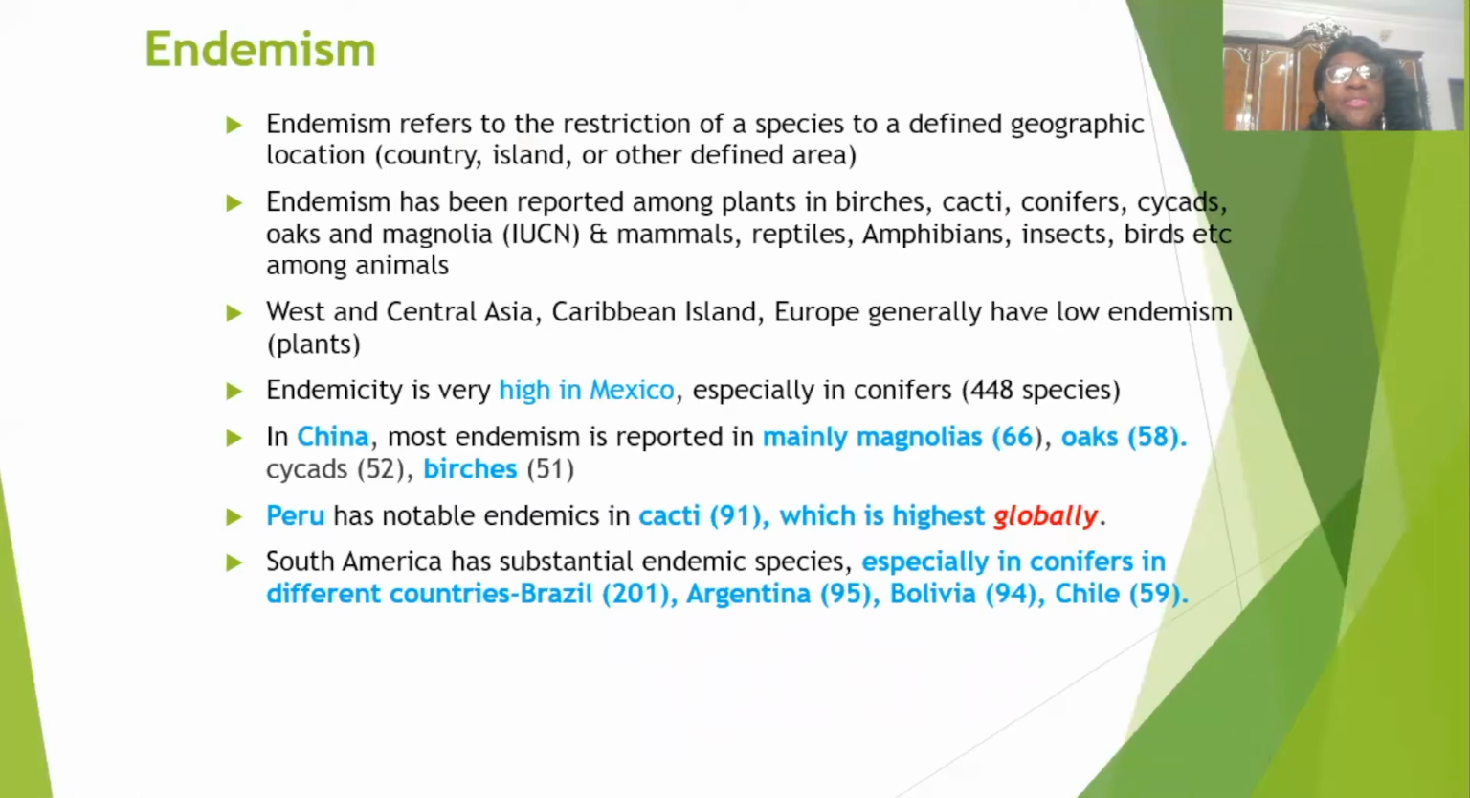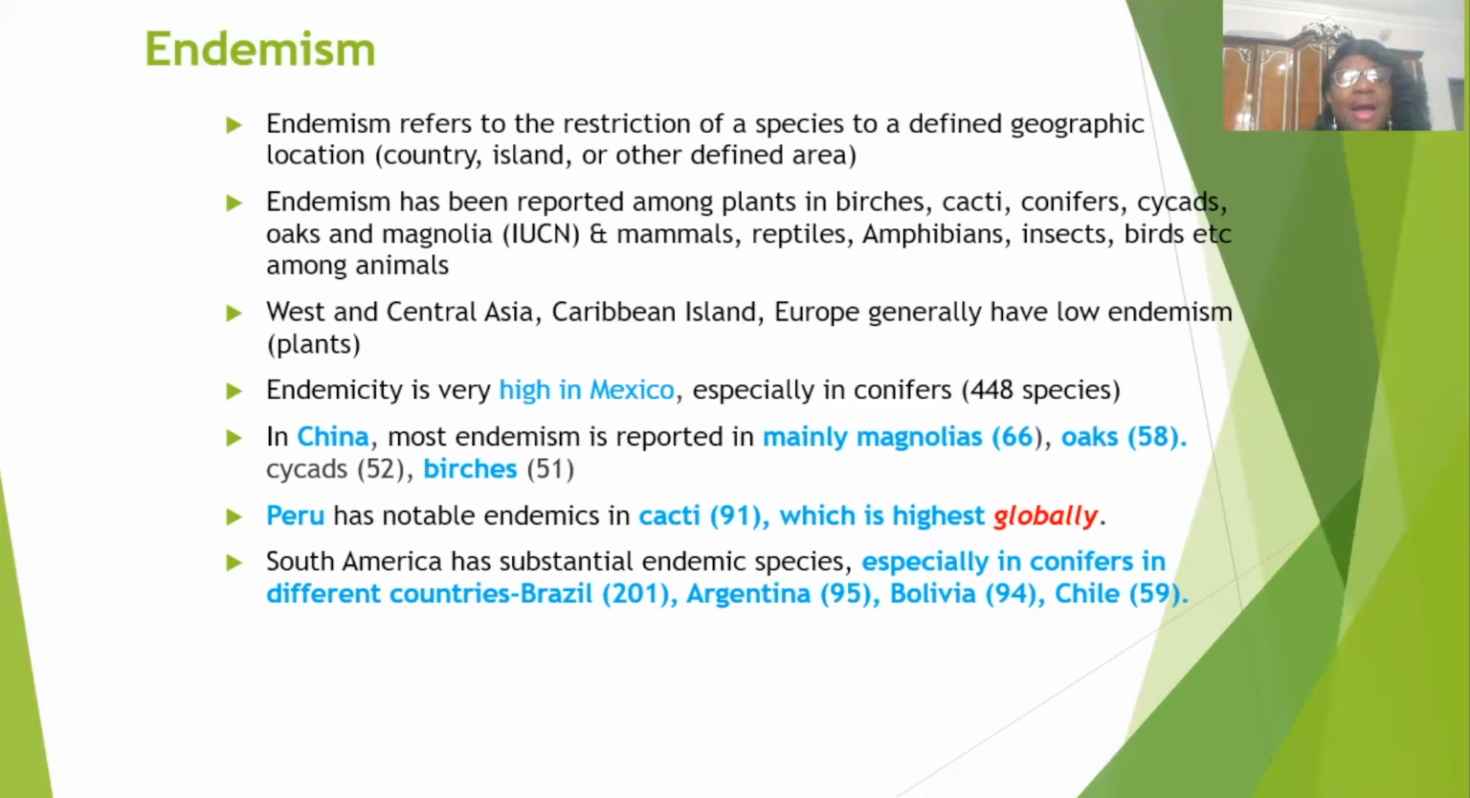Endemism. Endemism refers to the restriction of a species to a defined geographic location. It could be a country, island, or some other defined area. Endemism has been reported among plants and animals. For plants, it has been reported in birches, cacti, conifers, cycads, oaks, and magnolia. And for mammals, reptiles, amphibians, insects, birds, etc. West and Central Asia, the Caribbean islands, and Europe generally have low endemism, Europe being the lowest among them all.